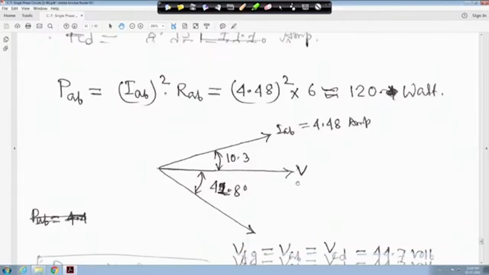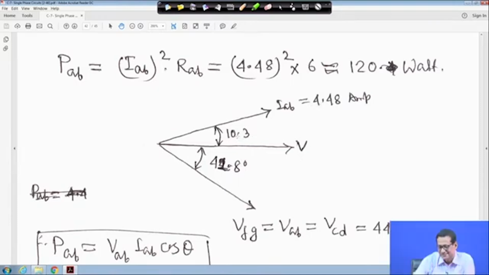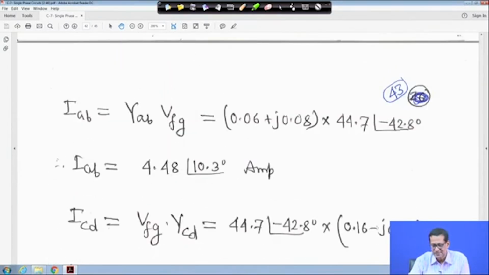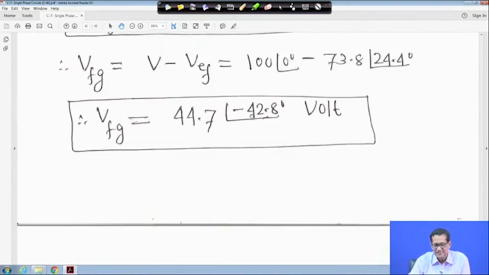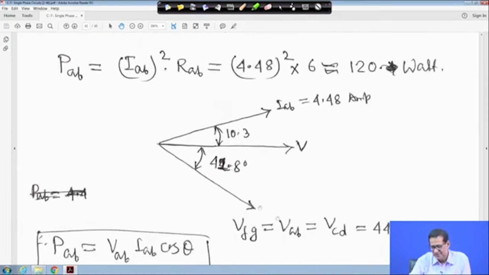This is my phasor diagram. V is the reference, angle 0 degree, and IAB is leading the voltage by 10.3 degree. Your other current, the one for VFG, is lagging from this reference voltage V by minus 42.8 degree, that is why this voltage is lagging by 42.8 degree.